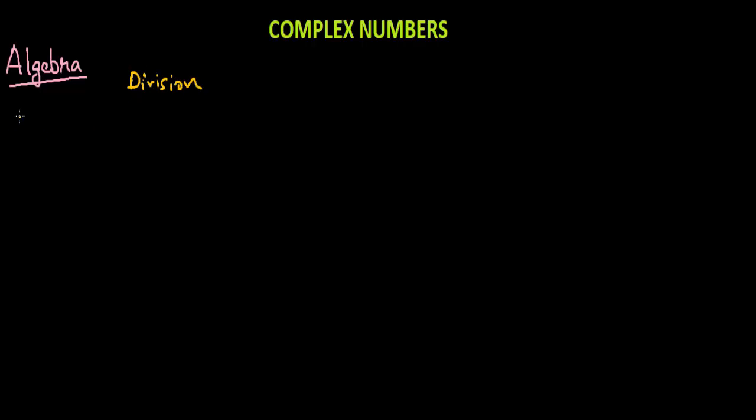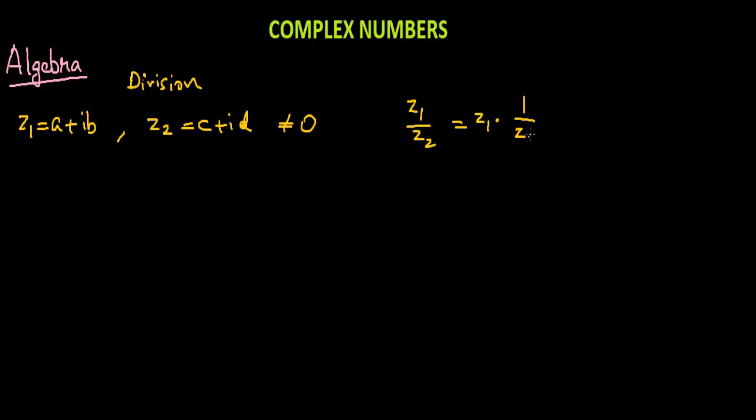Suppose we have z1 equals a plus ib and z2 as c plus id, and note that this is not equal to 0, because the division will be defined as z1 upon z2, which can also be written as z1 times inverse of z2.